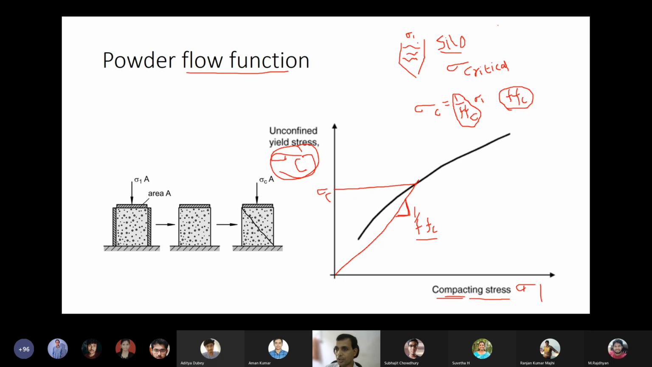Why are we doing this? Because the actual sigma 1 is difficult to predict, because it varies from distance to distance. Rather, the FFC value is easy to figure out. We have many empirical formulas available. That's why we are following this procedure.